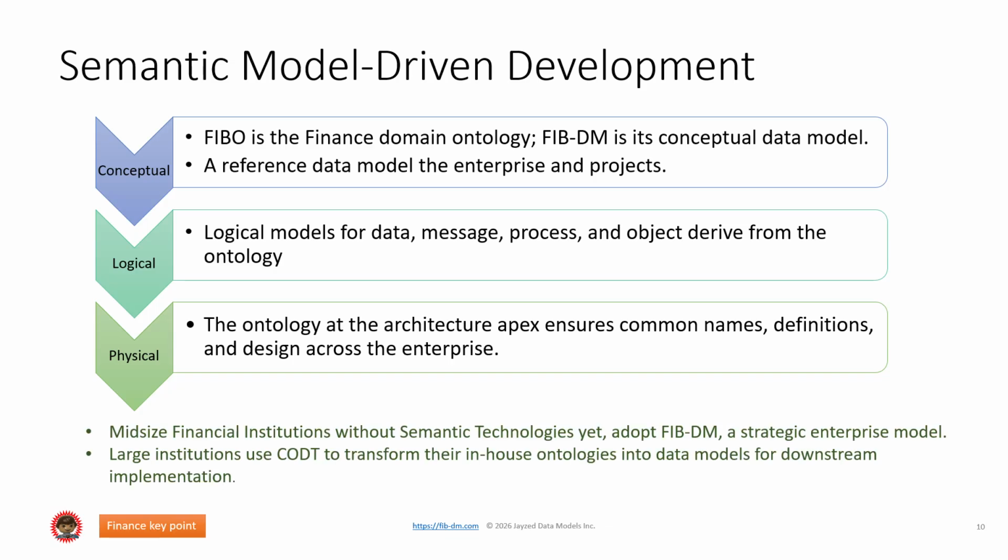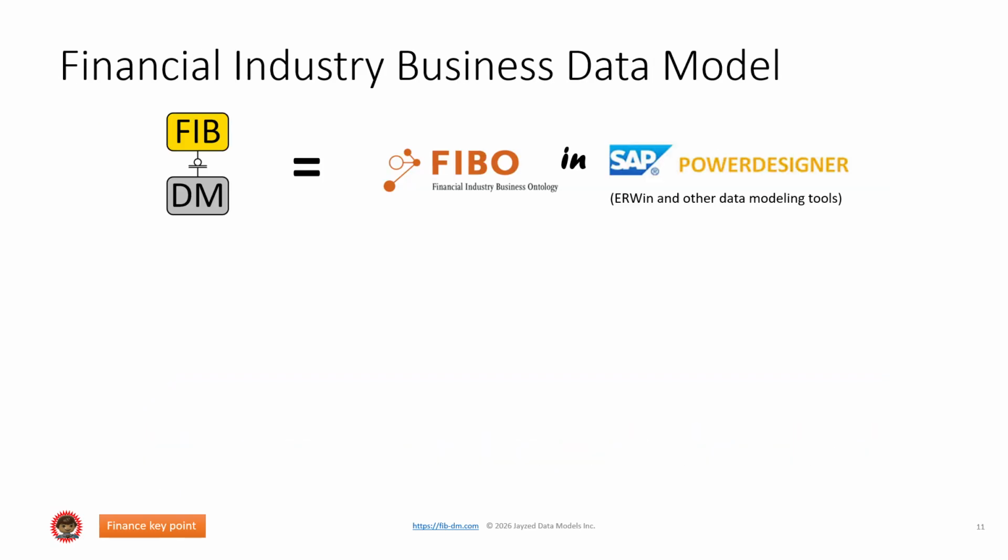What's important here is that the ontology is at the apex of MDD and of enterprise architecture. So mid-sized financial institutions without semantic technology centers yet adopt FIBDM as a strategic enterprise model. And large institutions use CODT, the transformation technology, to transform the in-house ontologies into data models for downstream implementation.